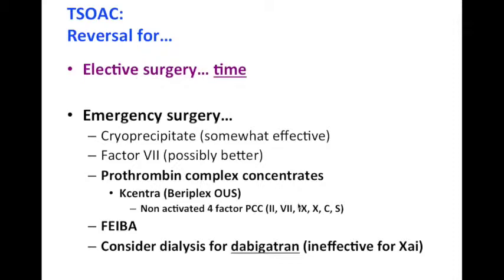So how do we reverse the effect of these target-specific oral anticoagulants? Reversal for elective surgery really requires time. For emergency surgery, it's very difficult. There have been several reports showing that cryoprecipitate is maybe somewhat effective, but it's still not entirely reversing the effect. Factor 7 is probably better, but what we're recommending, if it's available, are to use these prothrombin complex concentrates. One commercially available is called Kcentra, and it's essentially a pooled collection of several clotting factors altogether. There's another one called FEIBA, and if you're really in a pinch, you could consider dialysis if a patient has been on Dabigatran. However, this won't be effective for the 10A inhibitors.